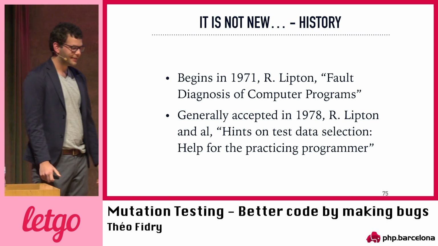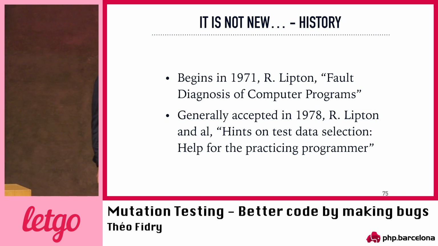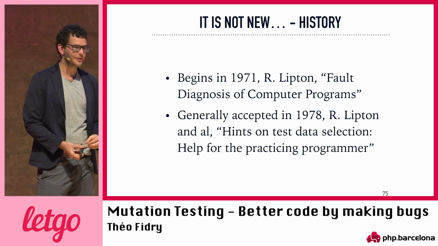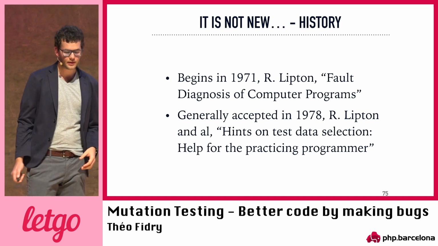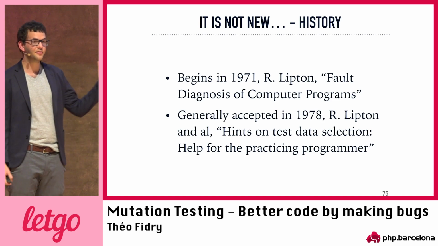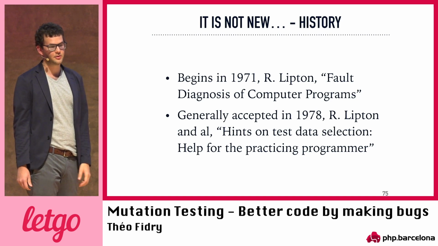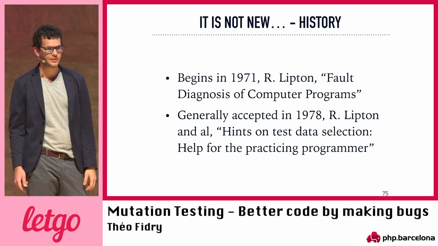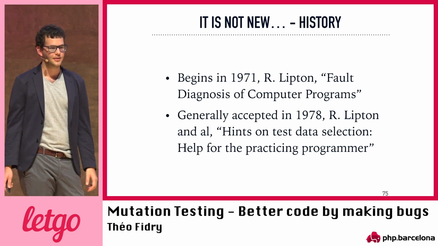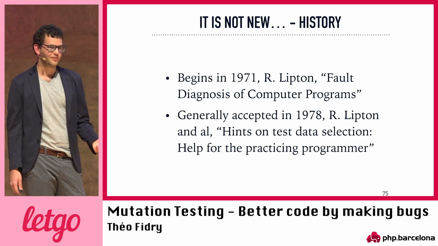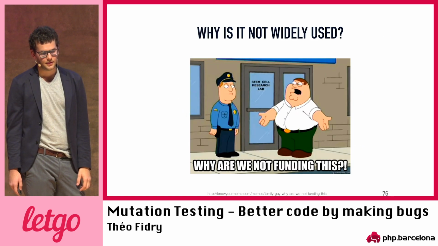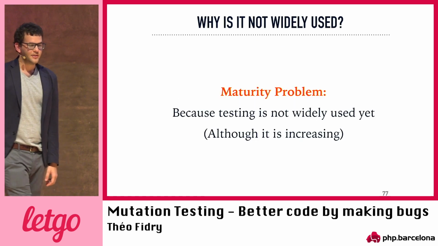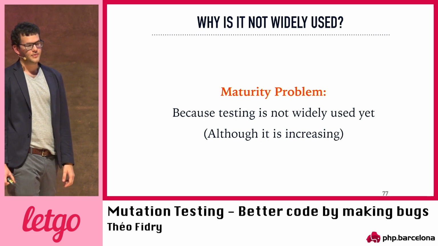So when I discovered mutation testing, I found it really interesting, and it looked to be working, although a bit young. And as I dug further into it, I found out that it was actually quite old. We were already talking about it in the 70s. So that begs the question: why is it not widely spread 50 years later? And it turns out there are indeed a couple of problems.